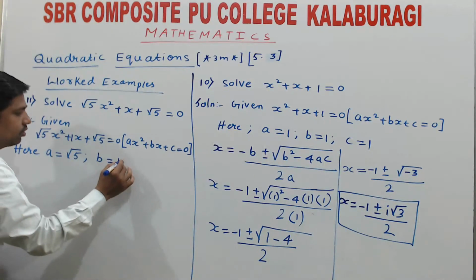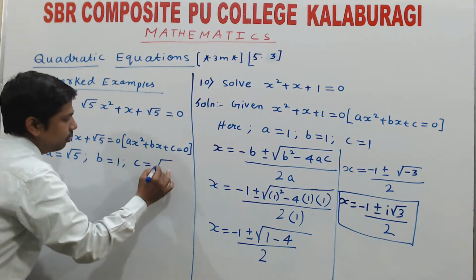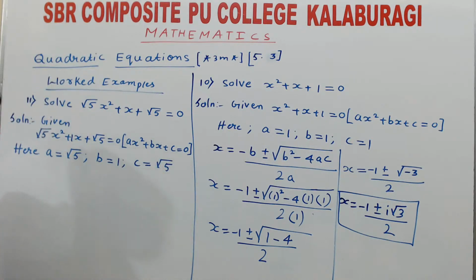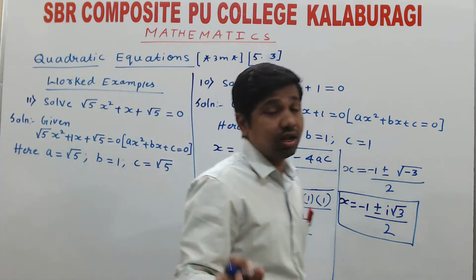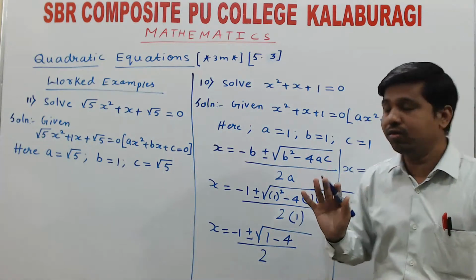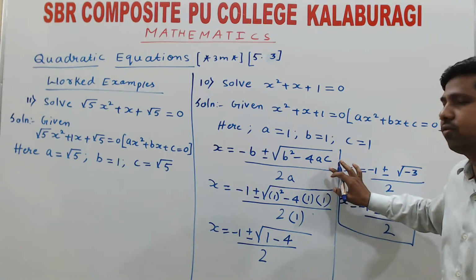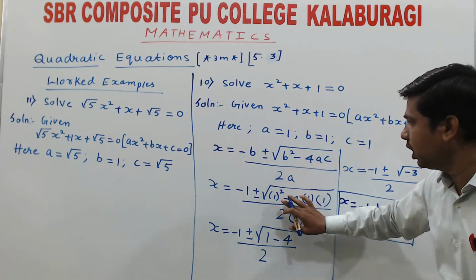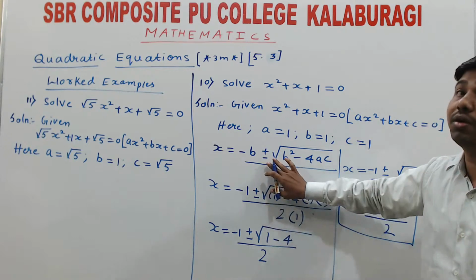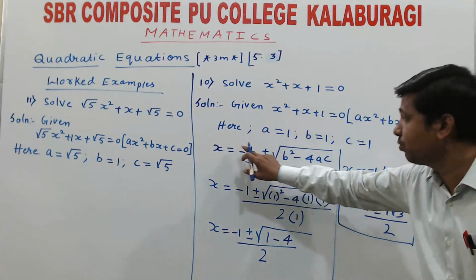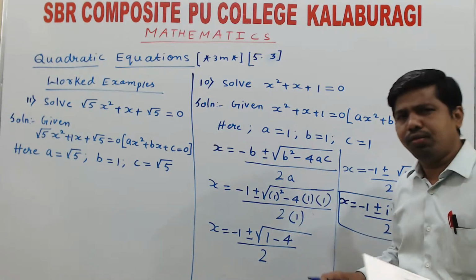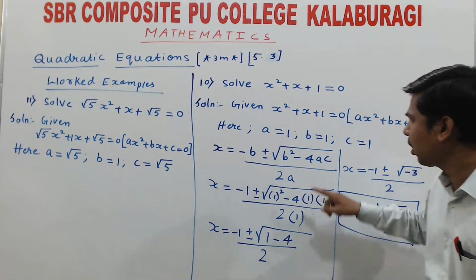A is 1... B is equal to 1, c equal to root 5. Right? Write the formula. For writing the formula, 1 mark is there. It is compulsory, we should write it: x equal to minus b plus or minus square root of b square minus 4ac by 2a. Even if you write it directly here, there is a chance of deducting 1 mark, because writing this formula is compulsory. 1 mark there.